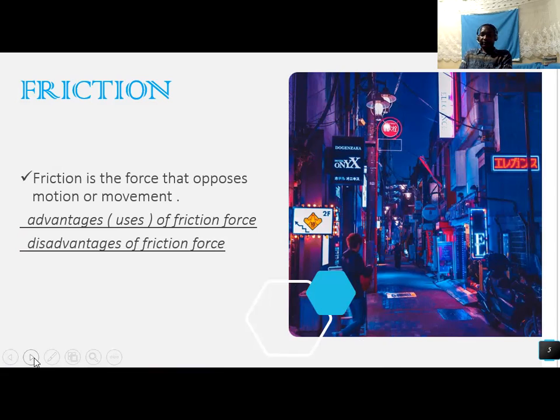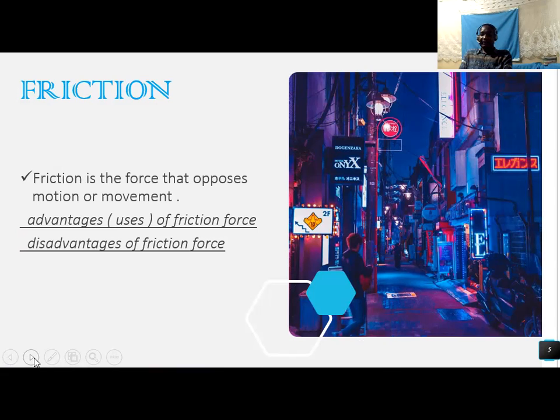Braking. When brakes are applied, friction is produced between the brake pads and the wheel to stop the wheel from rotating. Lastly, lighting fire. Friction acts between the matchstick and the matchbox to produce heat and eventually light the matchstick.